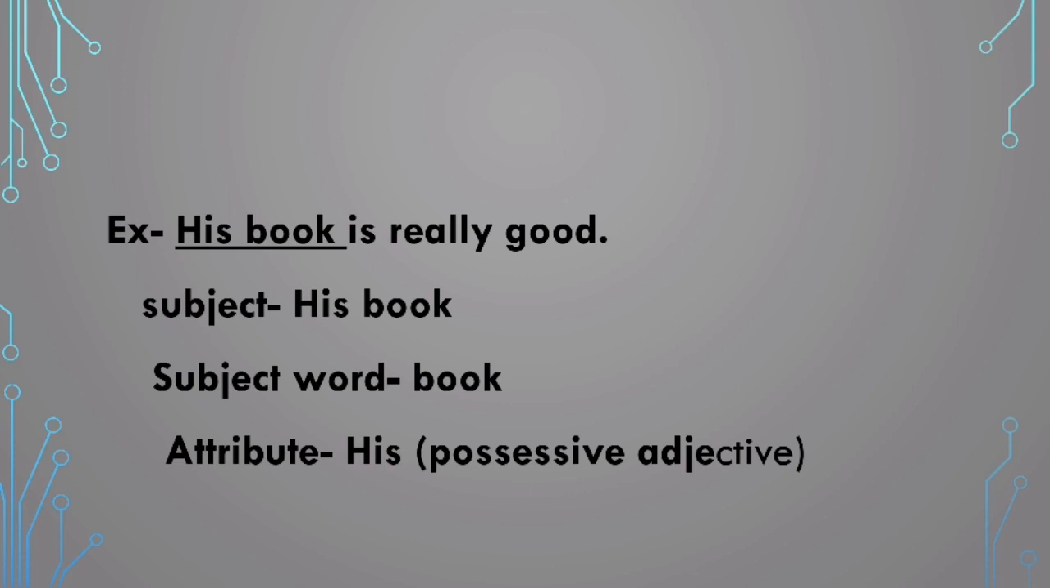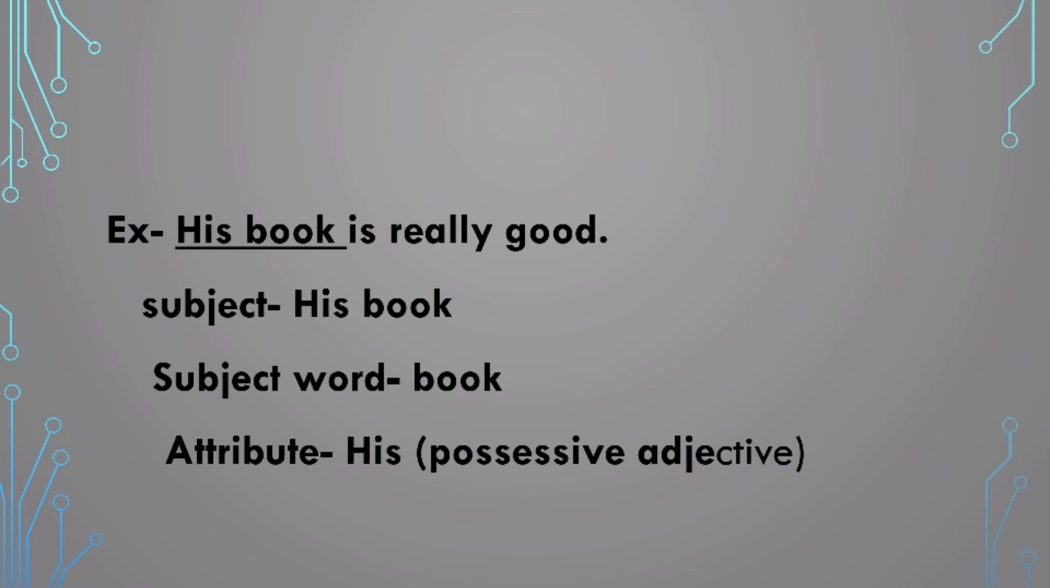Let's take one more example. His book is really good. So in this, his book is the subject, book is the main word, that means the subject word, and his is the attribute. Okay, and his, you all know, is a possessive adjective because it is telling us about the possession of the book. Book iski hai? His. So his is a possessive adjective here.